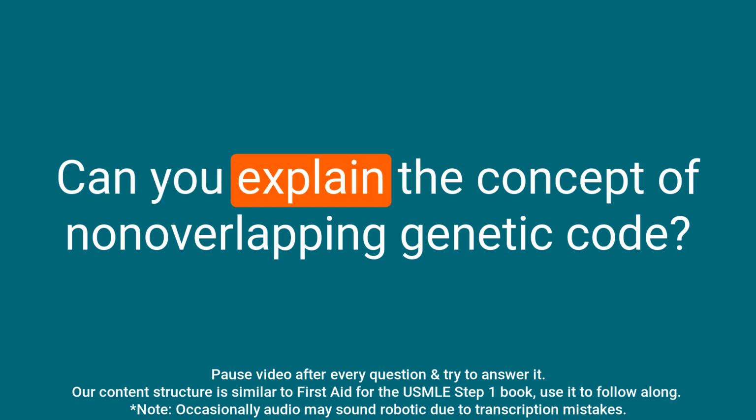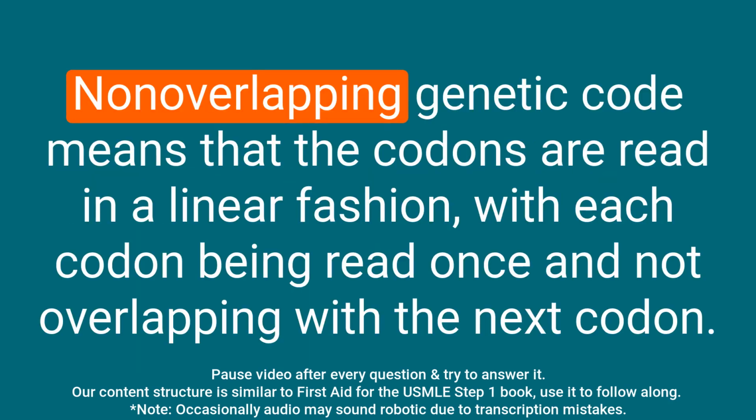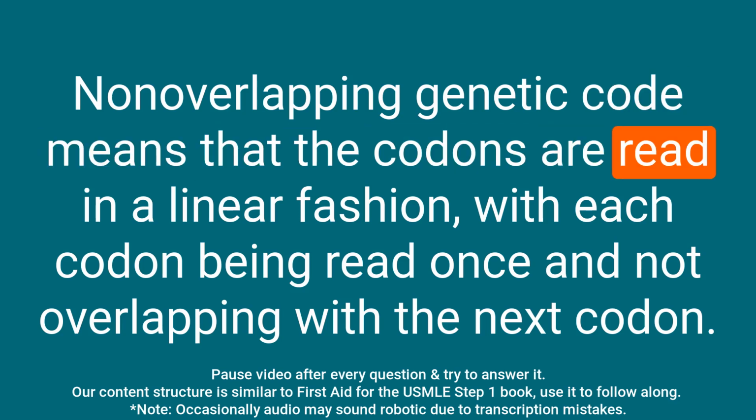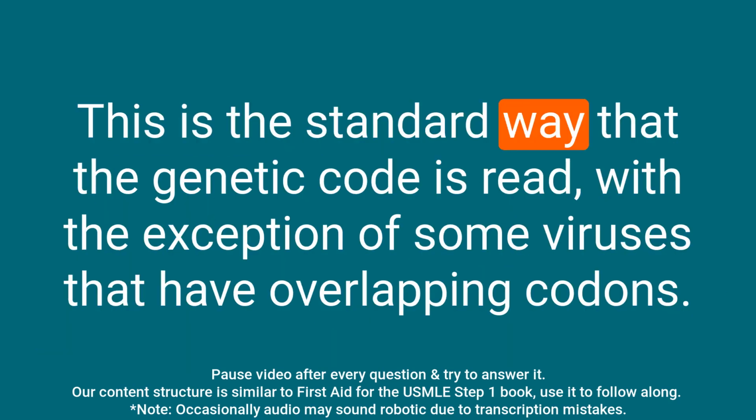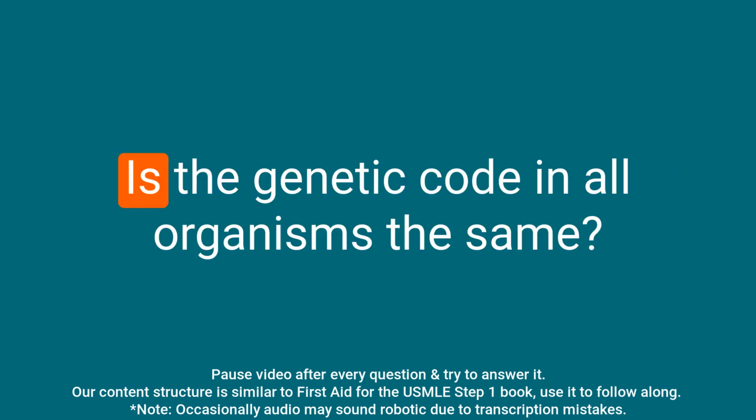Question: can you explain the concept of non-overlapping genetic code? Answer: non-overlapping genetic code means that the codons are read in a linear fashion, with each codon being read once and not overlapping with the next codon. This is the standard way that the genetic code is read, with the exception of some viruses that have overlapping codons.